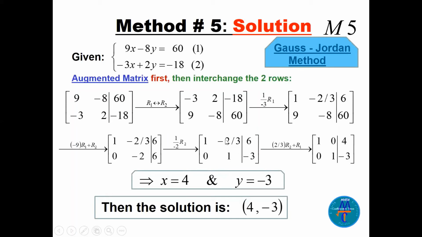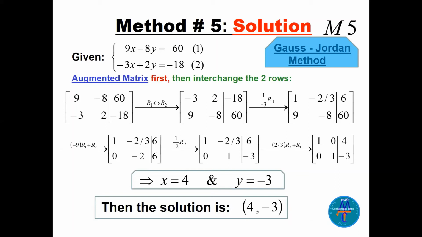In Gauss-Jordan, we continue one more step in 2 by 2 to make it 1 on the main diagonal. So what do I do here? Minus 2 over 3 I have up. I have to make it 0. So multiply row 2 by 2 over 3, then add to row 1. So I get 1, 0, 1, 0. When you multiply 2 over 3 times minus 3, that's minus 2. Add to 6, you get 4.